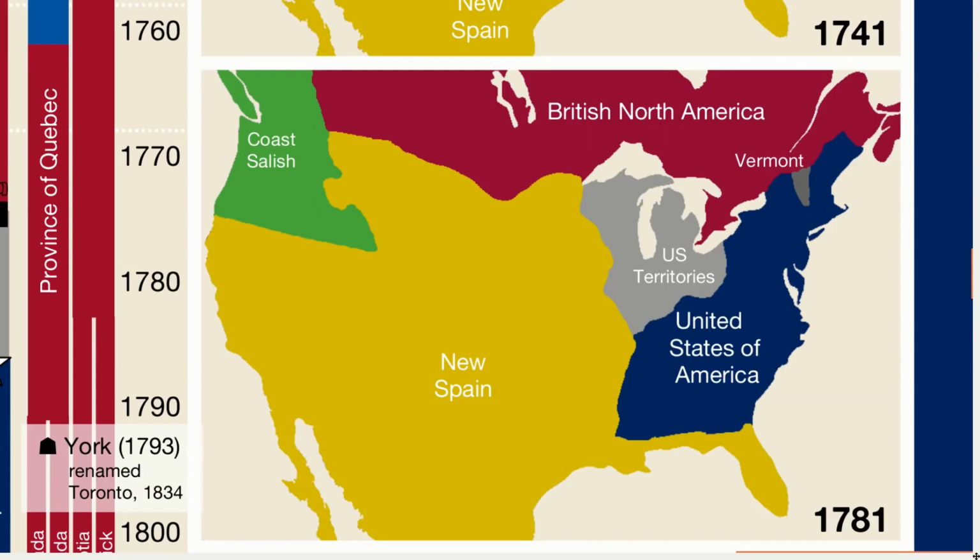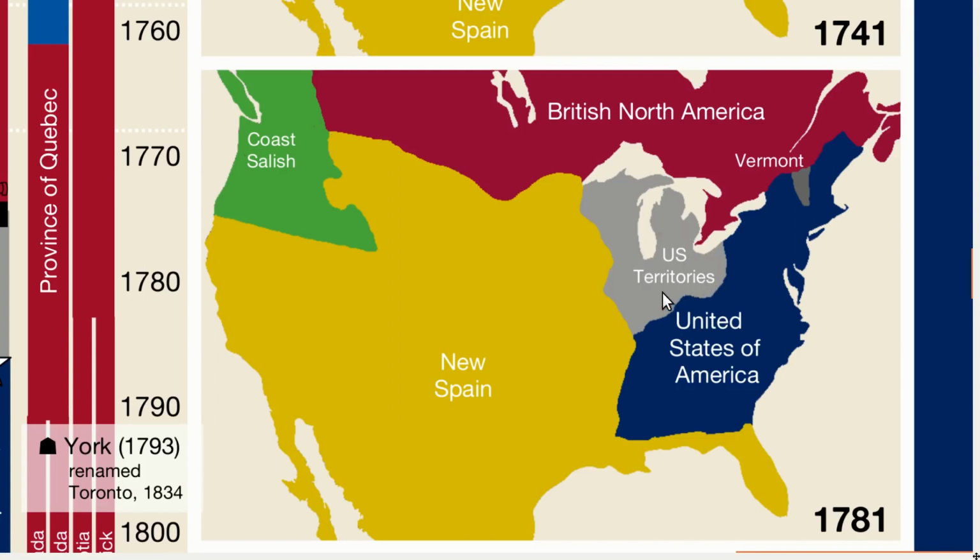A couple more things to point out. Vermont was not among the 13 colonies that signed the Declaration of Independence. They started out as their own republic, but then soon after joined the U.S. This area here was part of the original United States, but there were no actual states formed here yet.